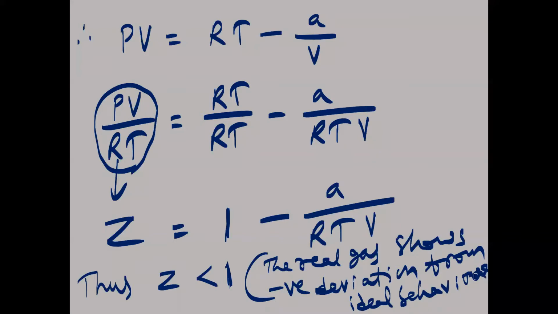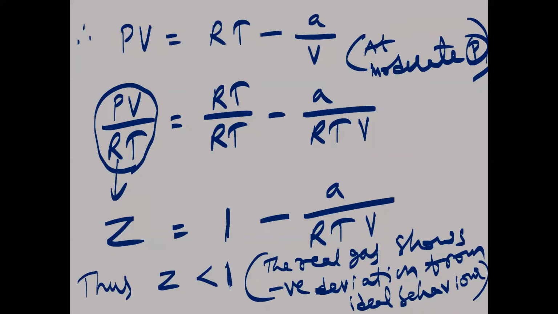The negative deviation will be shown by the real gas. So the real gas taken here at moderate pressure shows negative deviation from ideal behavior. Is that clear? So the Z value we got is less than 1 at moderate pressure. So these are all conditions where we have taken moderate pressure.